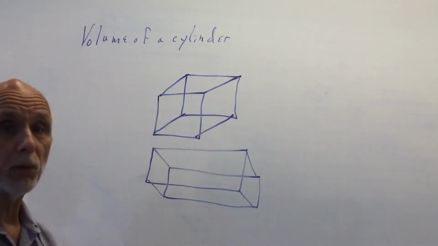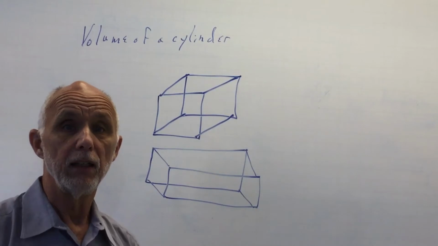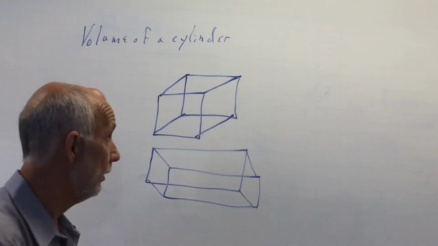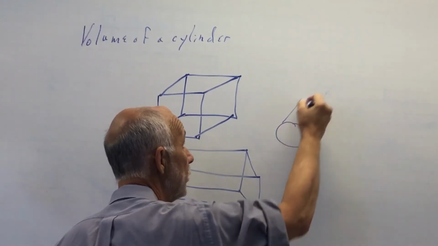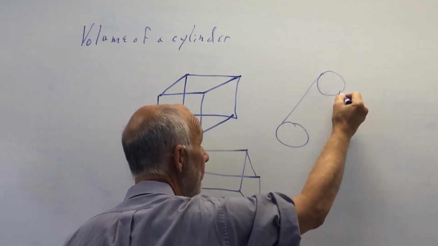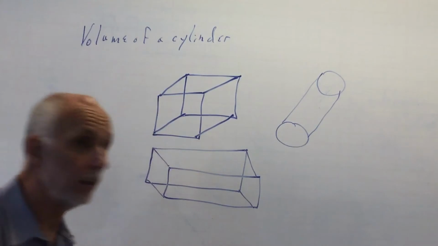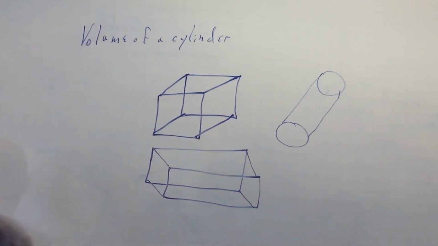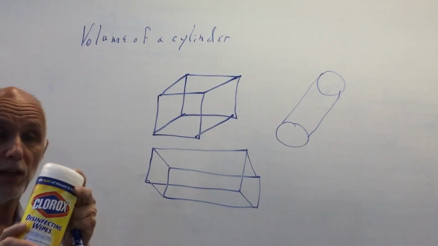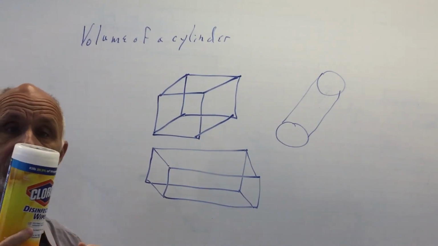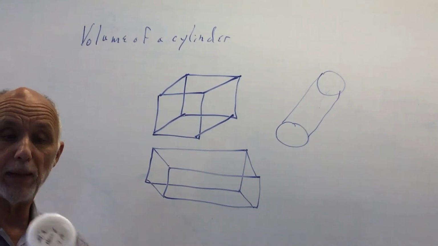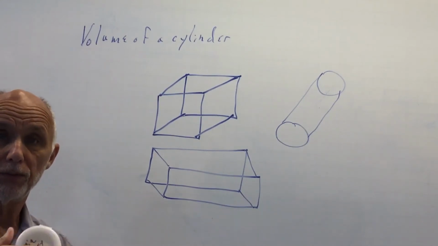Now, today we want to talk about a cylinder. And a cylinder is a three-dimensional figure, but its base is a circle. It would be a figure like this right here. And again, it's three-dimensional. It has length, width, and height, and its base is a circle.